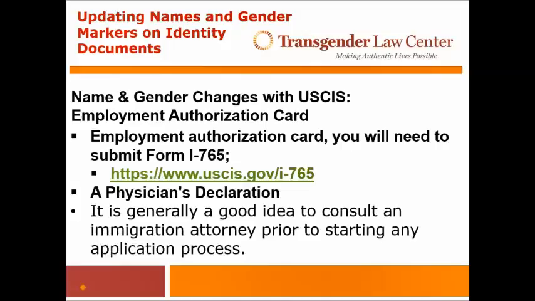So for a person to update their employment authorization card, also known as their green card, they must use Form I-765. And we provided a link there that connects the form and instructions, the physician's declaration that we just stated previously, that will have included the DEA number. And again, it is generally a good idea to consult an immigration attorney prior to starting any application process.